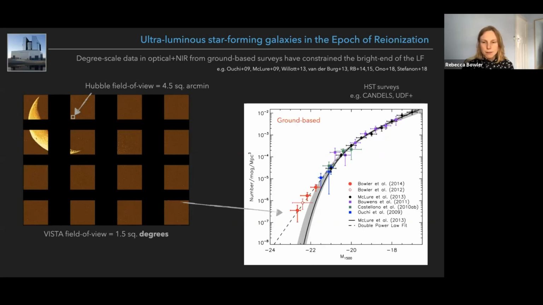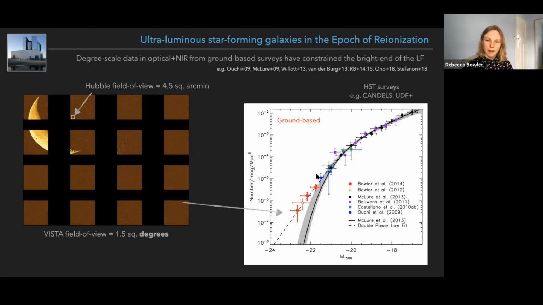So in the past few years, actually this is quite a while ago now, I've been working on using data from ground-based telescopes in particular, which tend to have a much wider field of view, so they can look at several square degrees at once, to pinpoint the number density of the very brightest galaxies, and to get the first samples of the most luminous galaxies in the first billion years. And so you can see here results at redshift 7 from VISTA data.